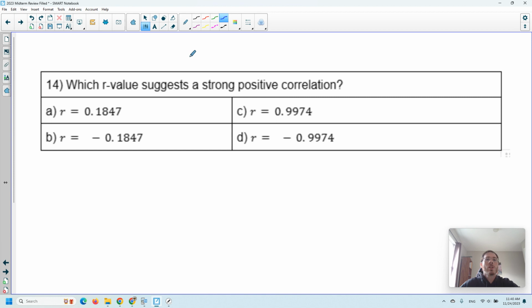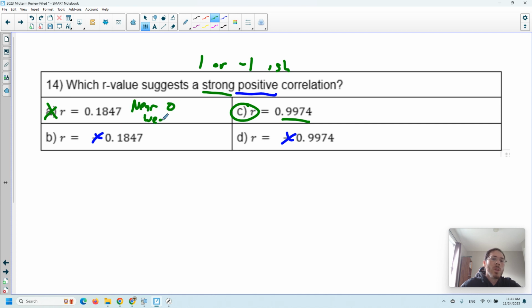All right, for 14, which R value suggests a strong positive correlation? So for positive, we get rid of our negative choices. For strong, we want to pick things that are close to 1 or -1. So the closest one to 1 is going to be this one. This one is close to 0.